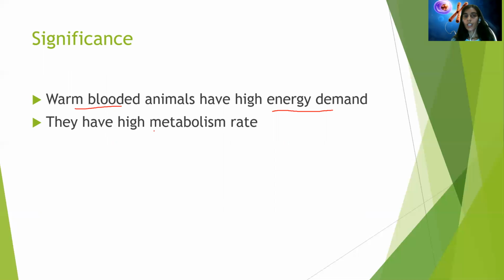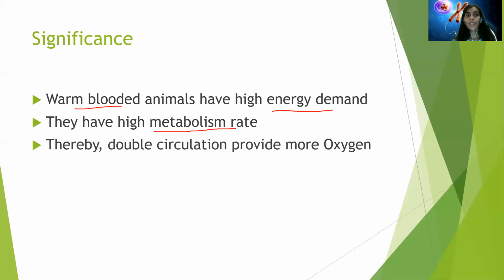That's why they have a high metabolism rate, the process of respiration, to produce the energy for regular activities and to maintain the body temperature. So this double circulation ultimately provides enough oxygen to meet the energy demand, to maintain their body temperature, and to maintain their high metabolic rate.